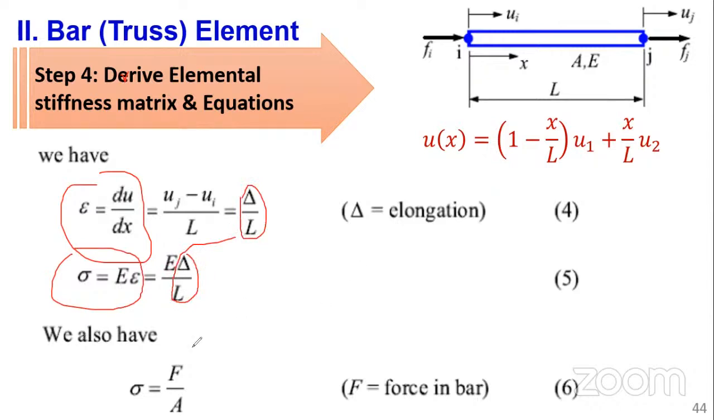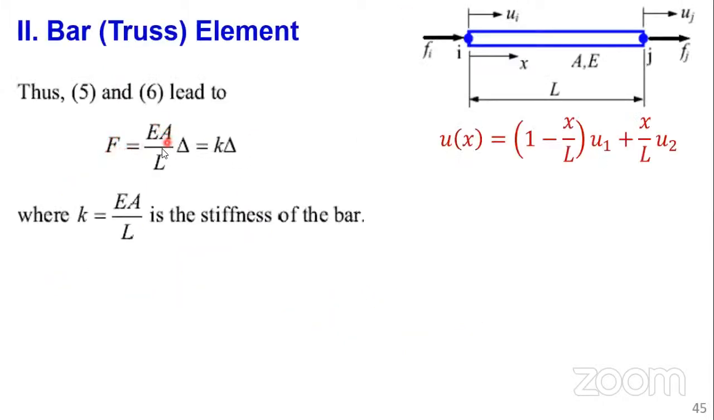Further, we know that, of course, stress is equal to force over area. So you can equate 5 and 6. We are saying E delta over L is equal to F over A. Or in short, you can express that F is equal to EA over L times delta. If you get 5 and 6, it's equal to K delta.